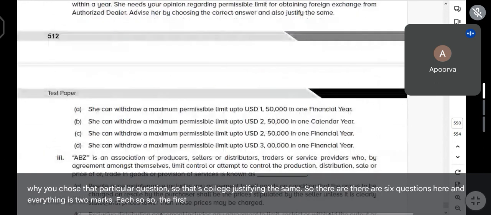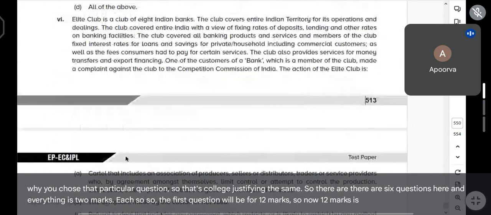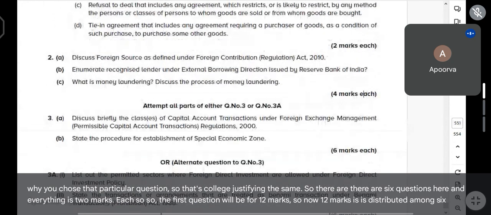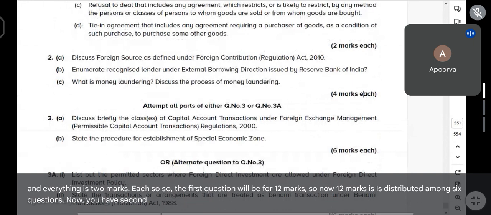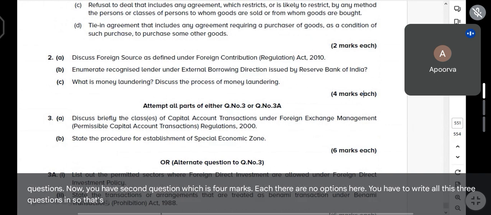So the first question will be for 12 marks. Now 12 marks is distributed among 6 questions. Now you have the second question, which is 4 marks each. There are no options here. You have to write all these 3 questions. So that's again 12 marks.